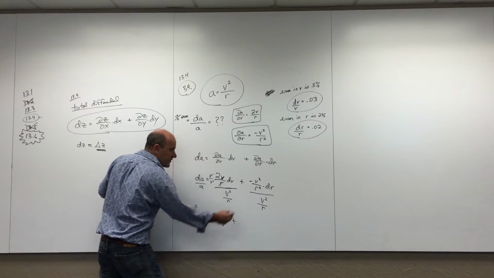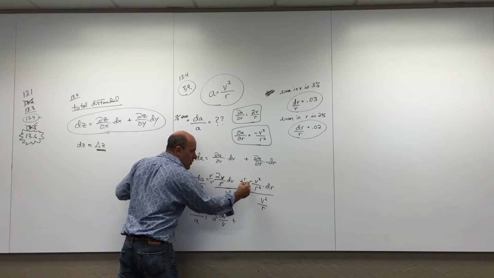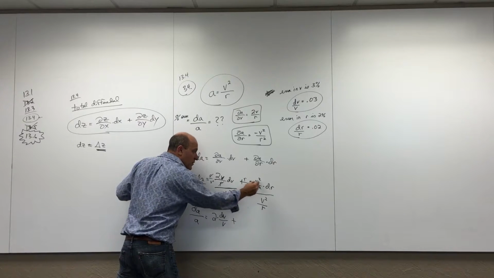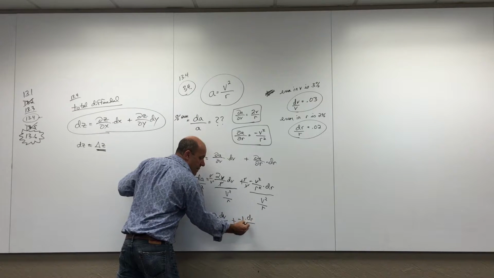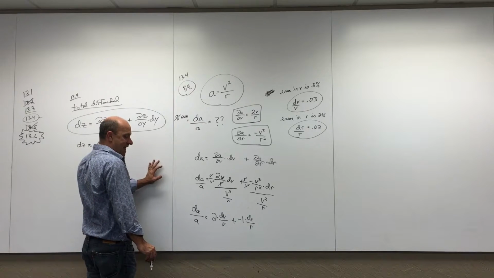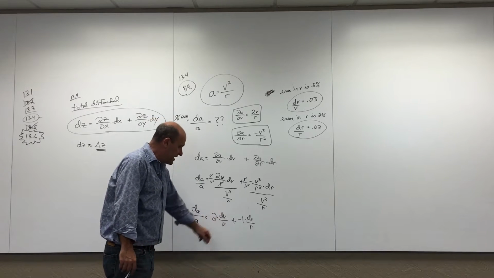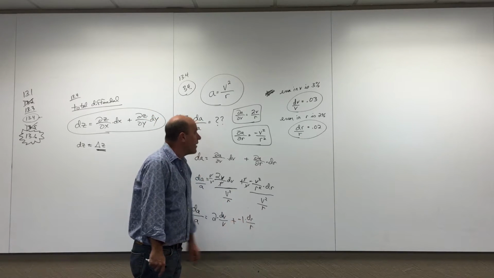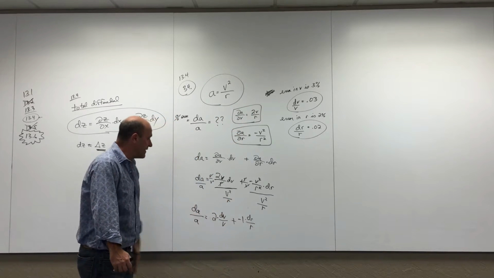What about over here? If you flip this up, you're flipping up this R over V squared. Well, the V squareds cancel. One of the R's cancels. And you're left with -1 dr over R. And guess what? You were given dV over V. You were given dr over R. They're right there. That's your 0.03 and your 0.02. You fill them in and you're done.